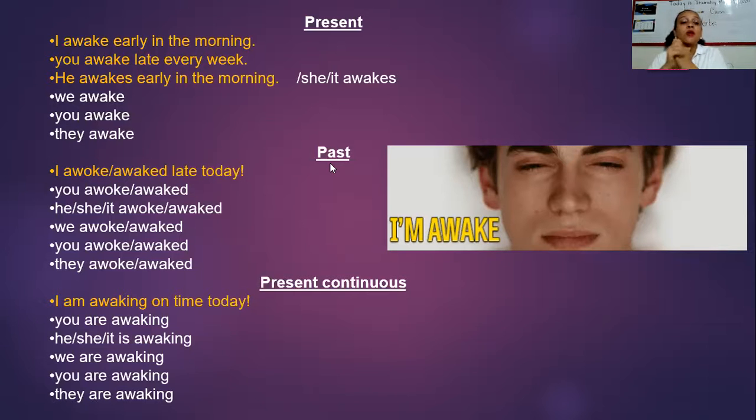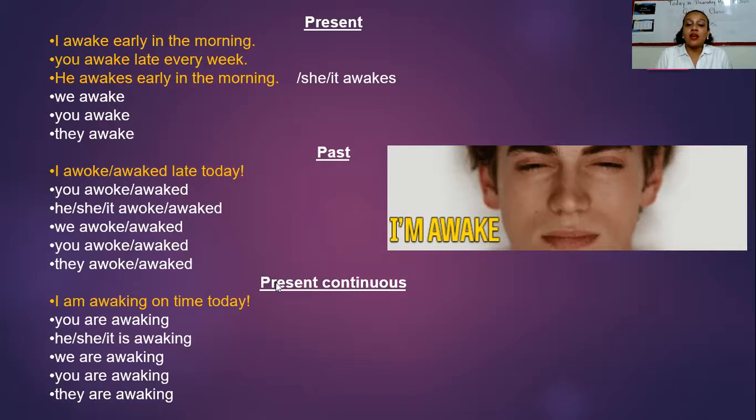But what happens if I want to say that I awake, but in the past? In the past, something already happened. Okay, I awaked late today. You awoke late today. She, he, or it awoke or awaked today. We awoke. You awoke and they awoke late today. So look, the way we say awake in the past is awoke. This is the most common way, awoke.